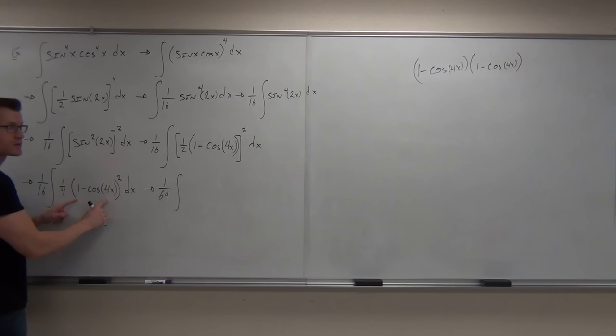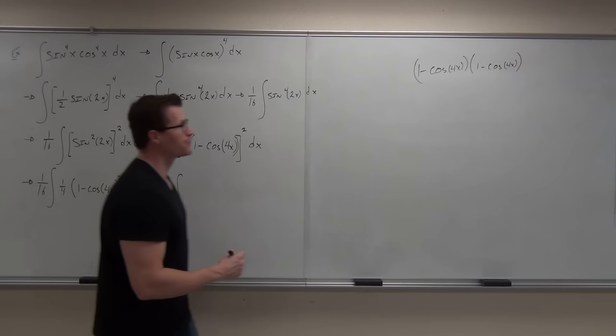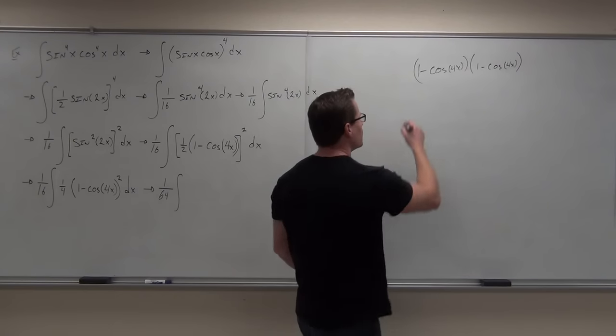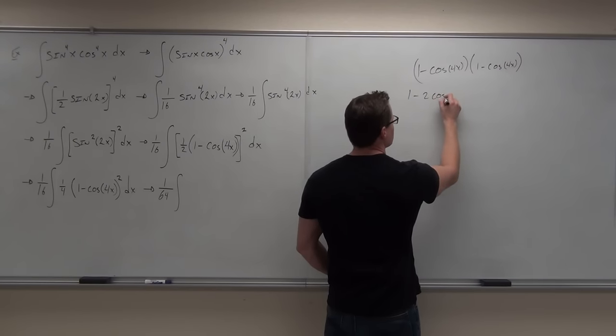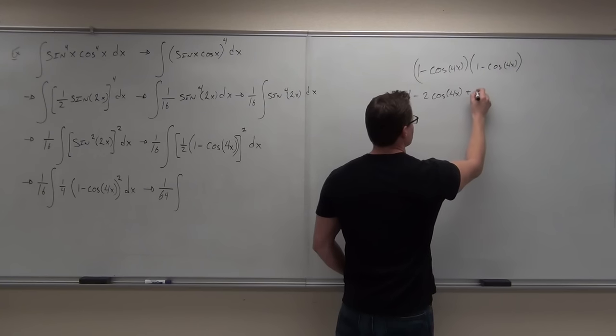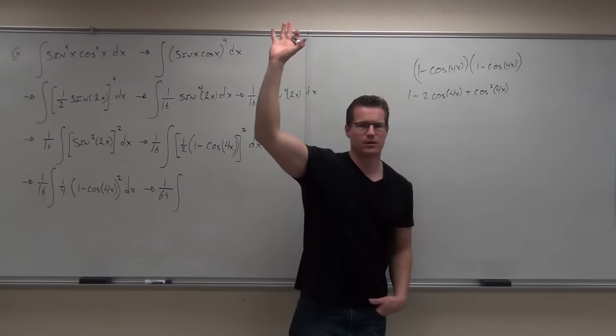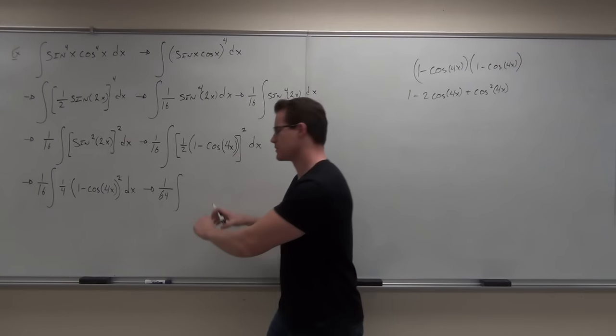You guys are distributing this right now for me, so hopefully you get this. It's usually not very hard. You guys know how to FOIL. This is 1 minus 2 cosine 4x plus cosine squared 4x. How many people got that? Perfect. That's what goes here.